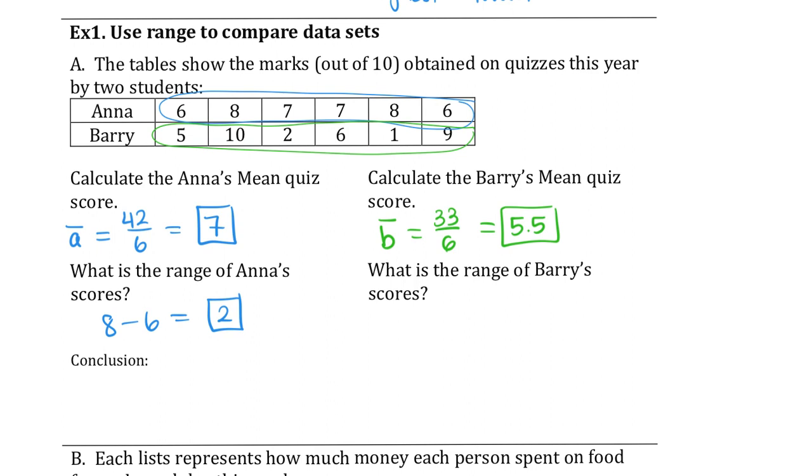Okay, let's look at his range. Range is the highest minus the lowest. So the highest score he got was a 10. The lowest he got was a 1. So the range in his scores is very high. It's 9.